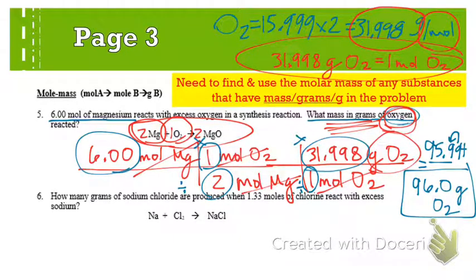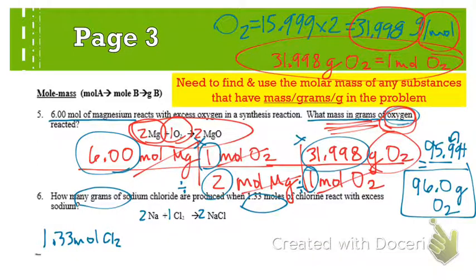This next problem starts with moles and wants grams again. So even though it's different substances, and this is a different reaction that also happens to be a 2-1-2 reaction, it's going to look a lot the same. So let's go through this process, starting with the 1.33 moles of chlorine.